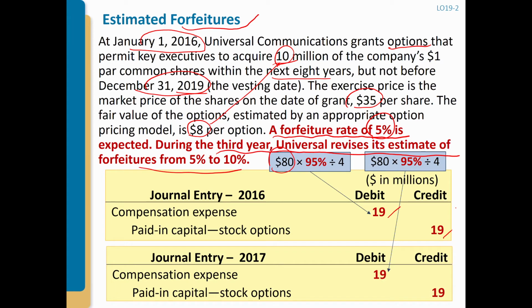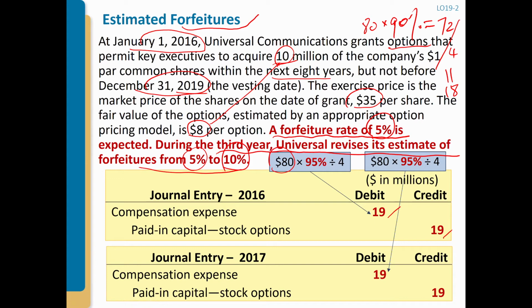That's for the first 2 years. But then during the third year, they said actually it's not 5%, it should be 10%. What are we going to do? If it's 10%, that means 90% of 80, so 80 times 90%. Total compensation should be 72, right? And 72 divided by 4 gives you 18. So the annual compensation expense should be 18, not 19.